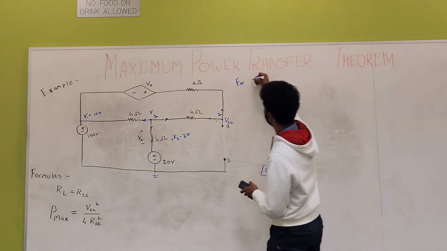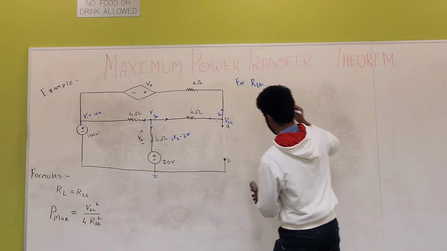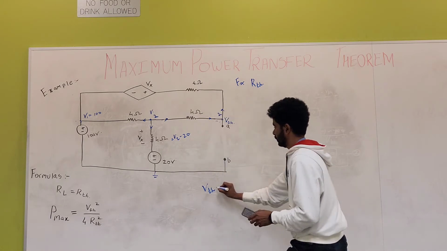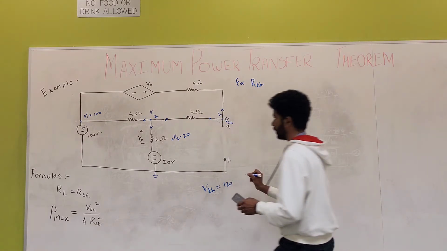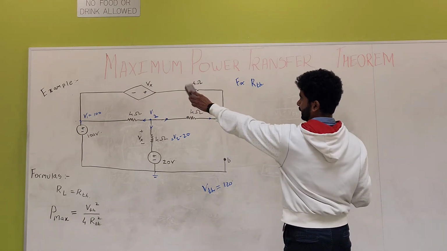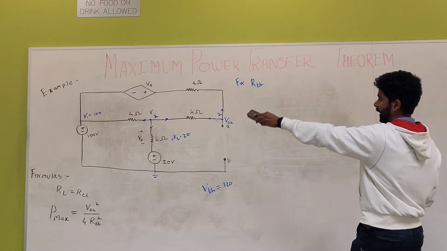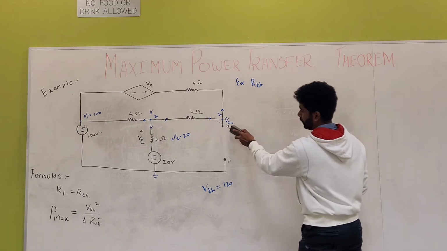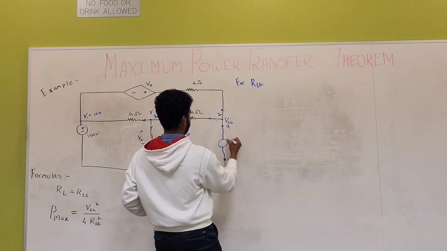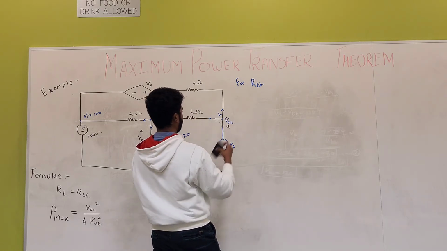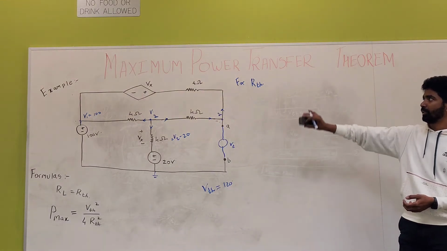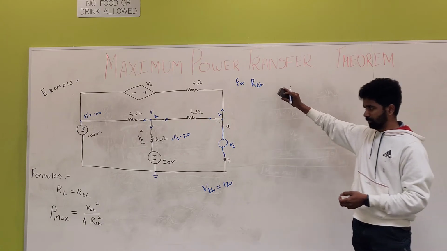It goes with a similar approach, so we are going to use the test source, because there is a dependent source which we have. So at this point we are just giving a test source called VT. And the next thing would be getting the equivalent resistance, the Thevenin equivalent.